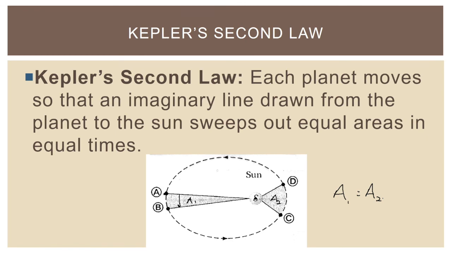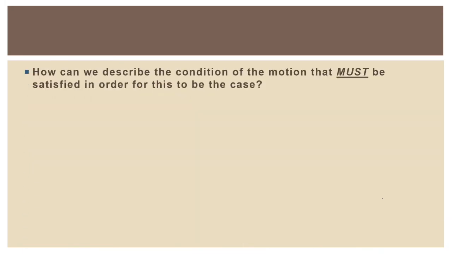So let's ask some questions here. The first question is a pretty basic question. How can we describe the condition of the motion that must be satisfied in order for this to be the case? What has to happen with the planet in moving from A to B compared to it moving from C to D in equal amounts of time for this to be true? Take a second to think about that here.